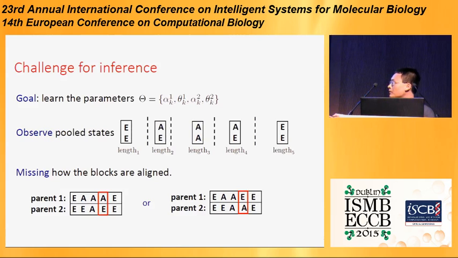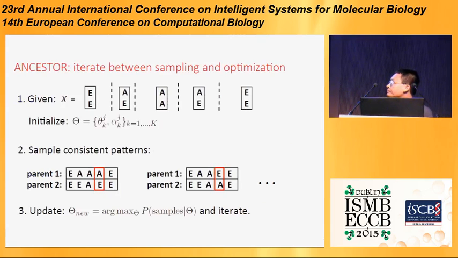So for example, here, both of these are possible scenarios for the two parents that can all be consistent with this set of observations that we observe. And there can be exponentially many such possible scenarios for parents that are consistent with the observed data. So I just want to give some high-level intuition for how the algorithm works. The details are in the paper.